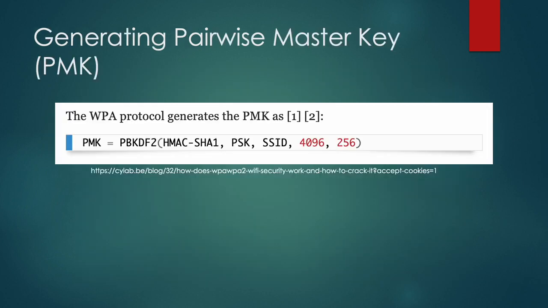So to generate a pairwise master key, the router uses a PBKDF2 algorithm iterated over 4,096 times. The pre-shared key serves as the password to this algorithm, and the SSID name of the access point serves as the salt. The pairwise master key is technically the first 32 bytes of this function's output.